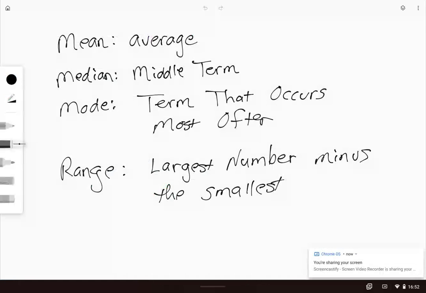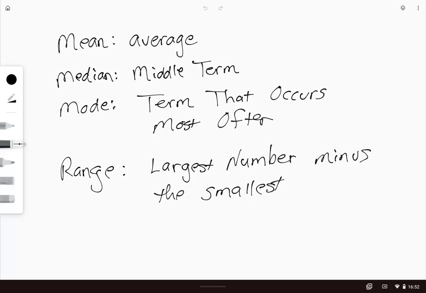So let's remember that the mean is the average. And to find an average, we add up all the numbers in the data set and then divide it by the total numbers. The median is the middle term. The mode is the term that occurs most often, and the range is the largest number minus the smallest number.